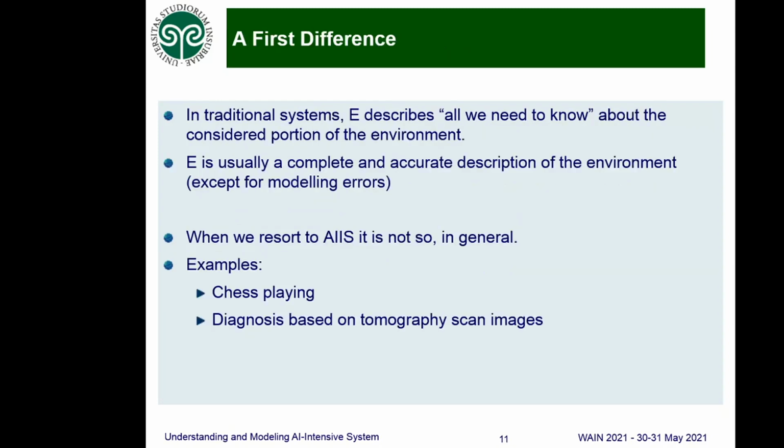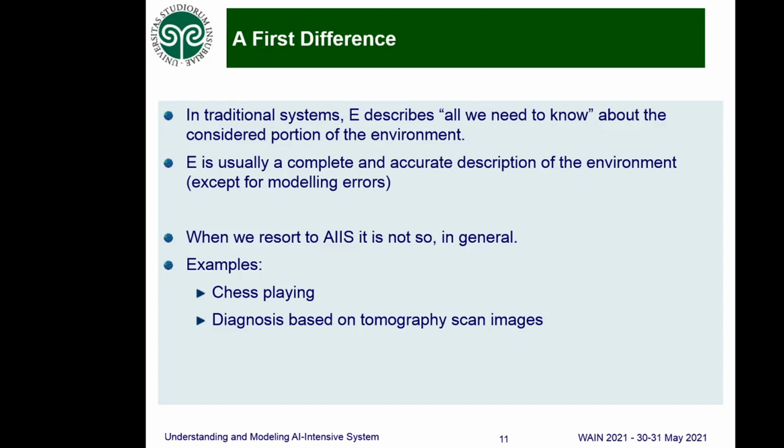Now we can note a first difference between AI-intensive systems and the traditional software systems. In the latter, E describes all we need to know about the considered portion of the environment. That is, it is usually possible to describe the environment completely and accurately, at least in principle. So, in general, E describes satisfactorily how the considered piece of the world works. When we resort to AI-intensive systems, it is not so in general.